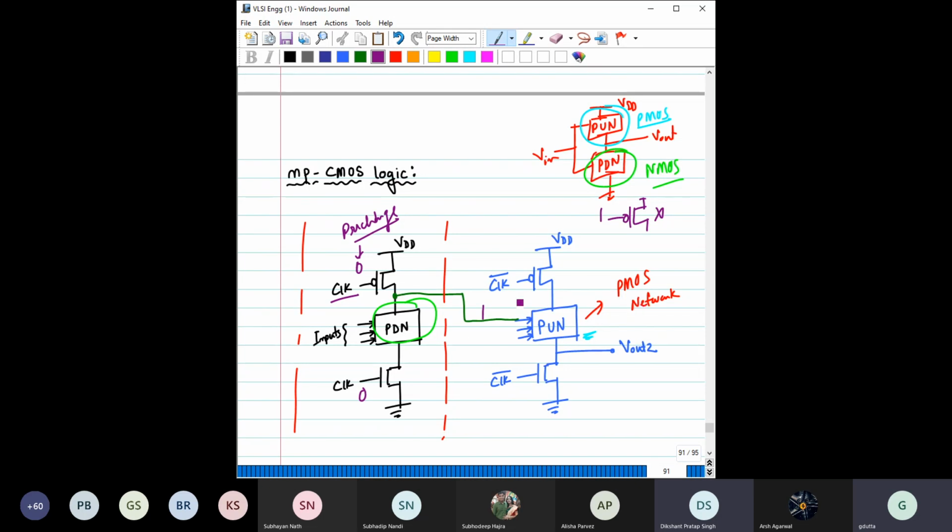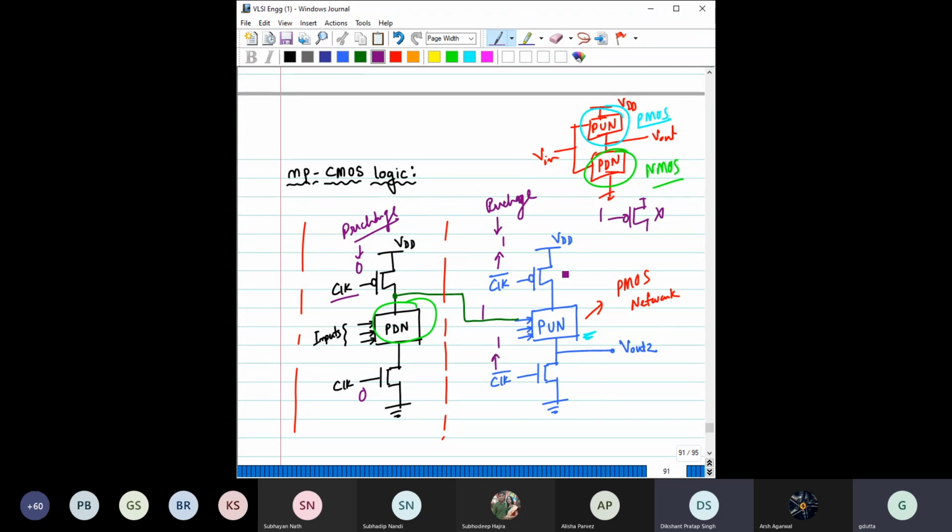Next, see what is the next change that we have done. We have also altered the clock. Altering the clock means if you are applying a clock here, in the next stage we are applying the clock bar. So during pre-charge, you have given 0 here. So basically, during pre-charge this clock bar is equal to 1. This is also equal to 1. So you have given 1 here.